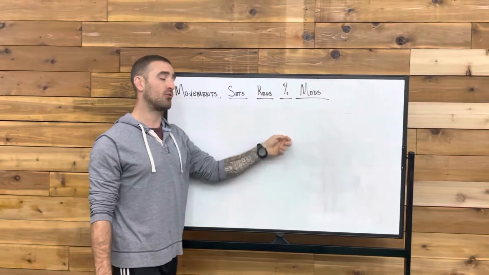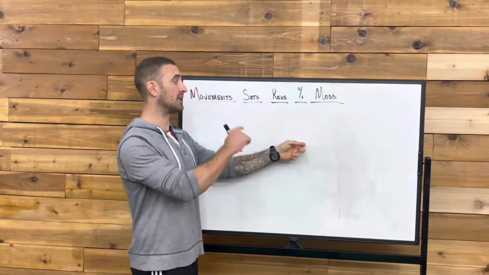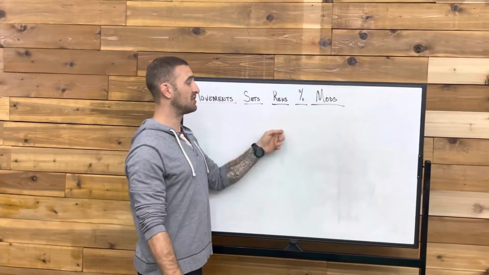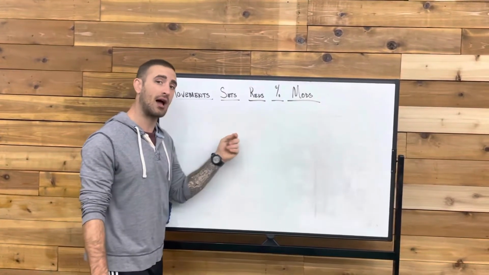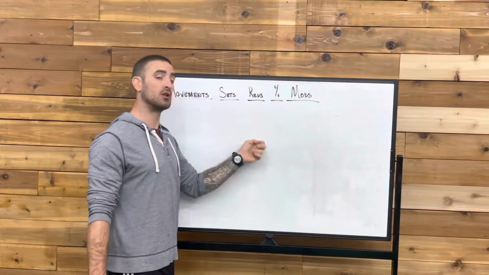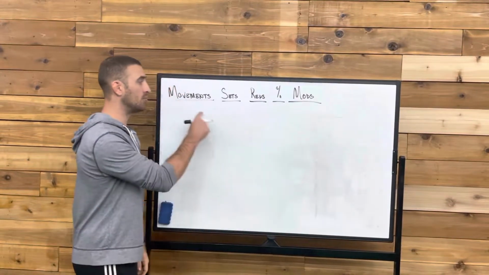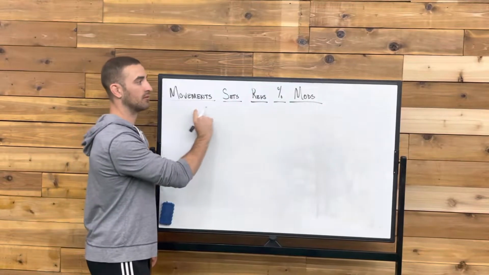Percentages only matter if we have a rep max established for whatever the given movement is. The repetition is going to tell me how many times we're going to do the move. Set's going to tell us how many rounds, or how many times we're going to go through doing those repetitions, right? And then the movement's telling us what move we're doing for all of this.